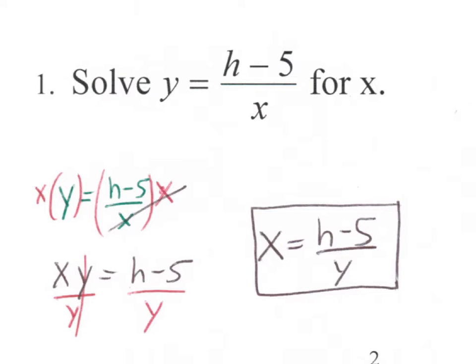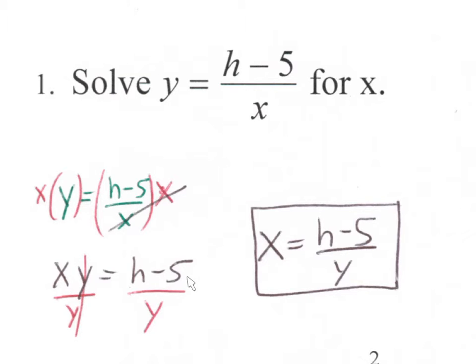If I want to solve this equation right here for x, I've got to get x by itself. The first step to get x by itself: it's connected to this upper piece by division. So the opposite of division is multiply. If I multiply this side and this side by x, that will cancel, leaving you xy equals 5 minus x.